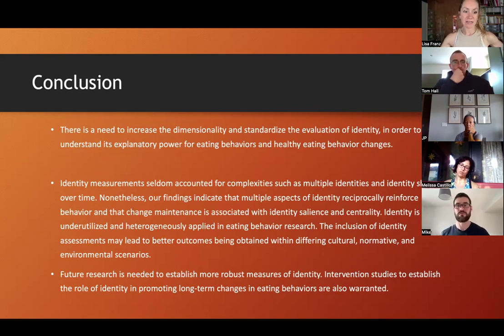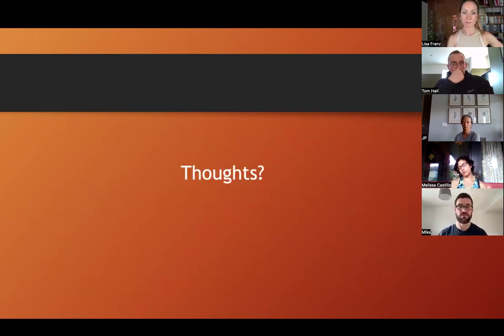The inclusion of identity assessments may lead to better outcomes being obtained within differing cultural, normative, and environmental scenarios. Future research is needed to establish more robust measures of identity. Intervention studies to establish the role of identity in promoting long-term changes in eating behaviors are also warranted.